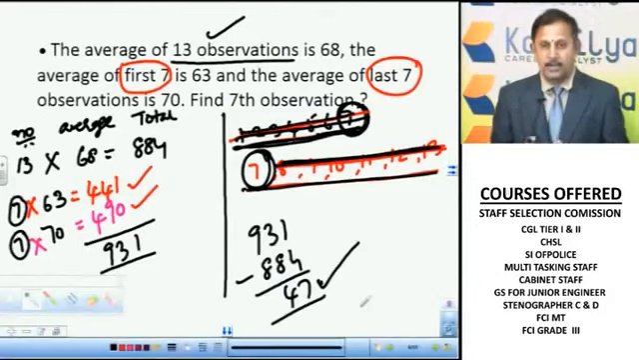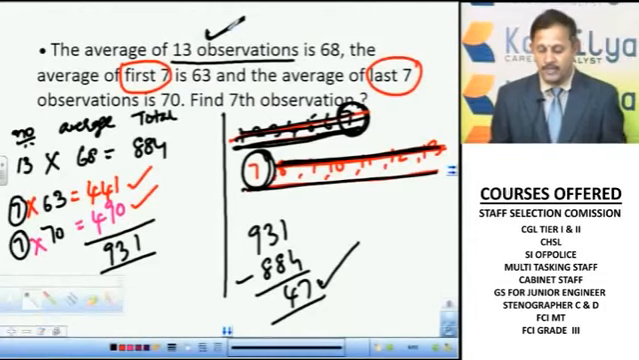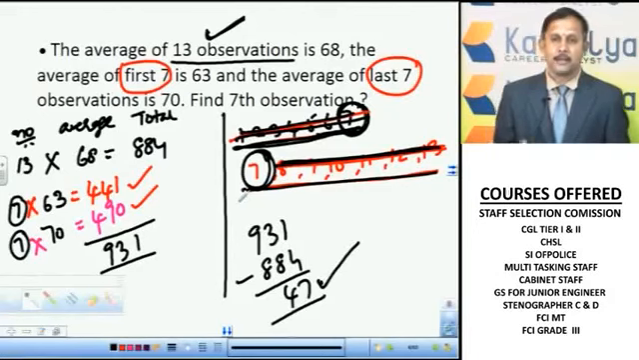So what finally you have to observe is, there are only 13 elements in the group, but these 13 elements are divided into 2 subgroups, first 7 and last 7. There you have been getting 14 elements. One element appears in excess, that is the 7th element. The value of that 7th element can be calculated as 47, right?